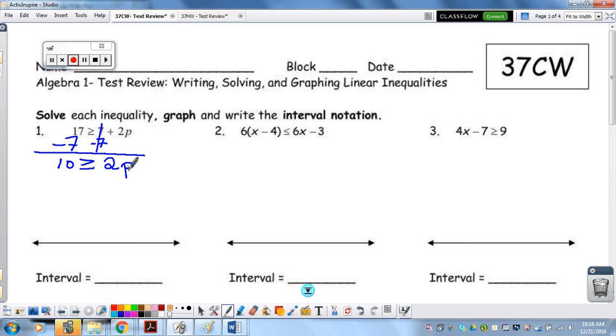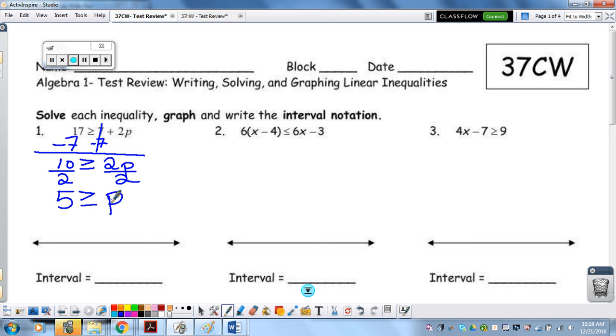Now you also got to ask yourself, is your p by itself? It is not, so it says 2p. Whenever things are side by side next to each other, it is multiplication, and we know the opposite of multiply is divide. So divide by 2 on both sides. 10 divided by 2 is 5, is greater than or equal to p.